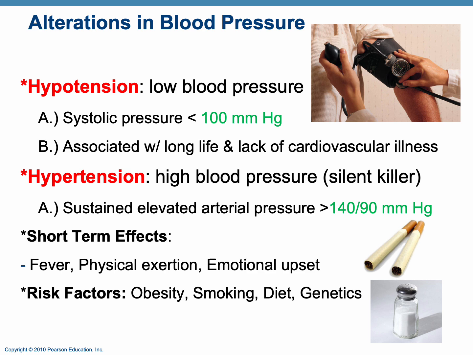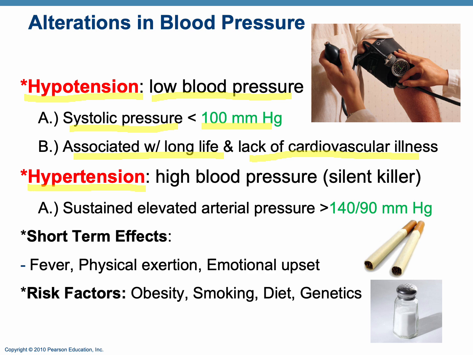Two very important terms when we think of blood pressure are the terms hypotension and hypertension. Hypo, of course, is referring to low. So hypotension, low blood pressure, and that's usually where you have a systolic pressure reading less than 100. This is typically associated with long life, lack of cardiovascular disease.